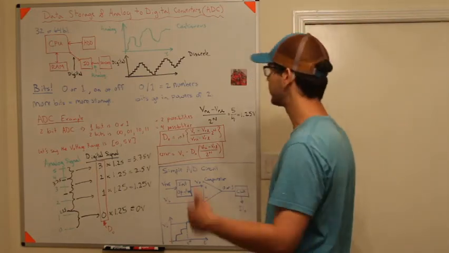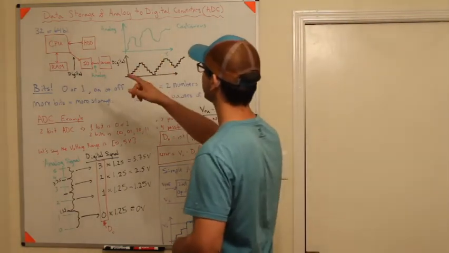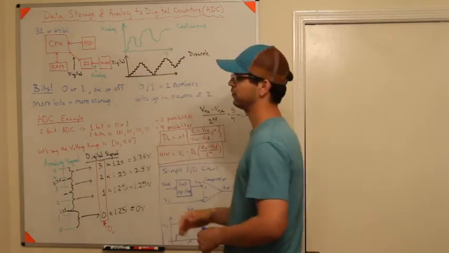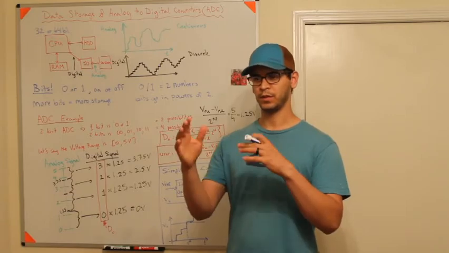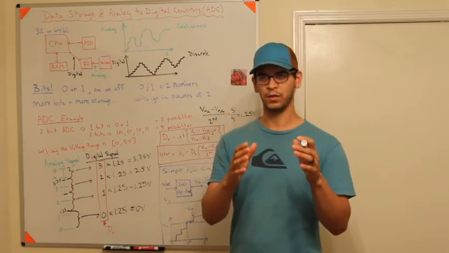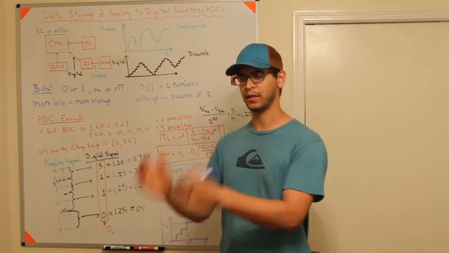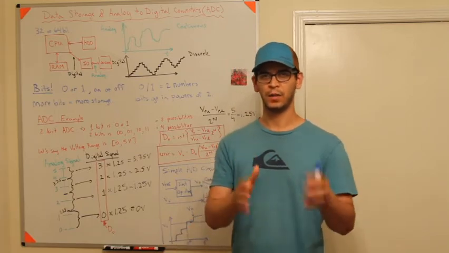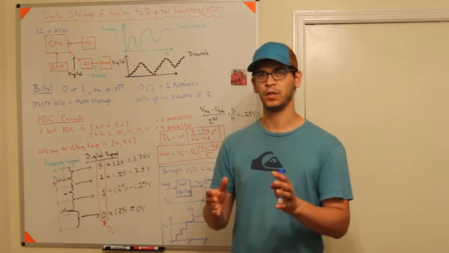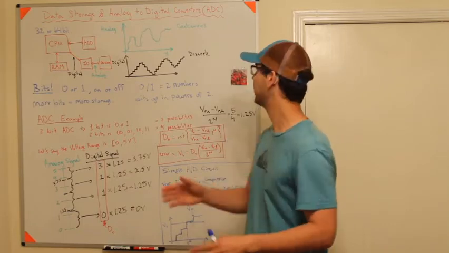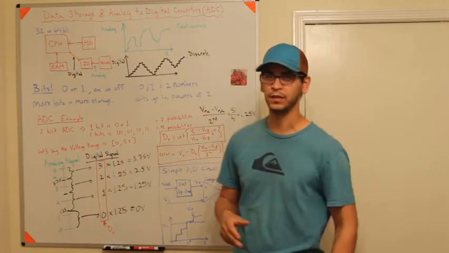Alright folks, in this video I'm going to talk about data storage on your computer and analog to digital converters. In the book chapter, it talks about converting from decimal notation to binary, and then it talks about analog to digital converters. I'm going to talk about analog to digital converters first, and then talk about binary. So in this video I'm just going to talk about ADCs, analog digital converters.